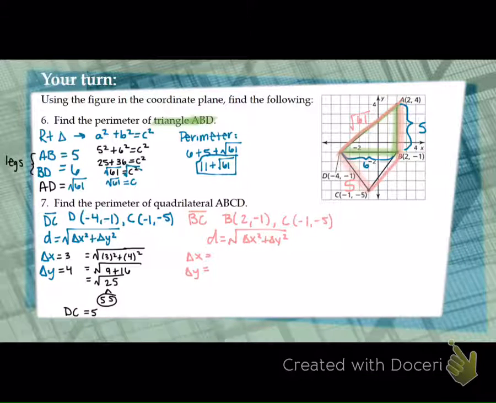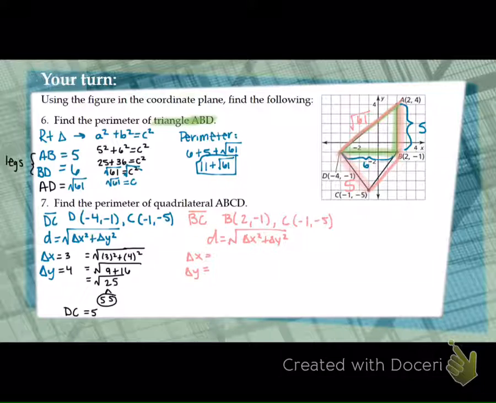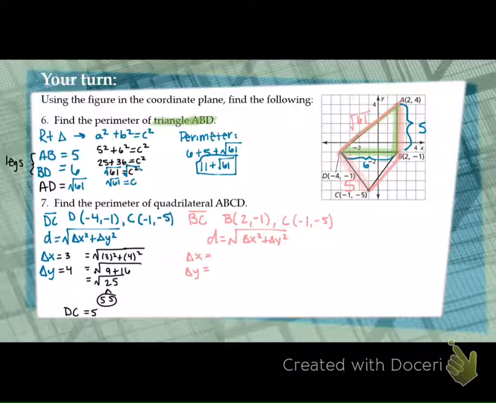Cole, what is the change in X from B to C? So from 2 to -1. 3, right? You cross over 0, so we have to add them together. So that is 3.